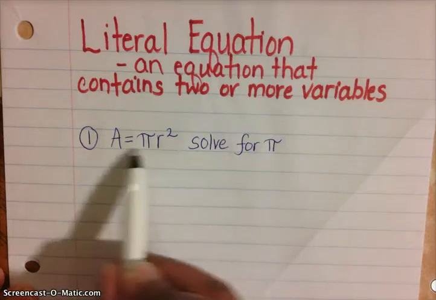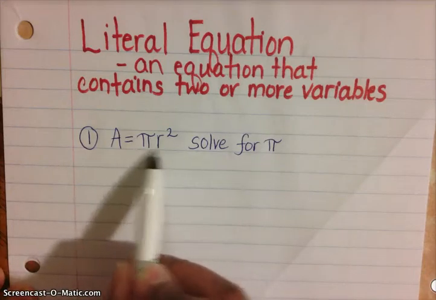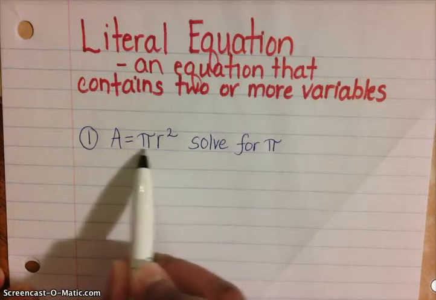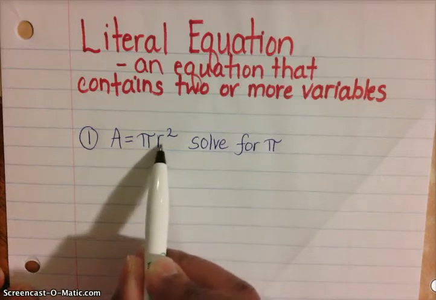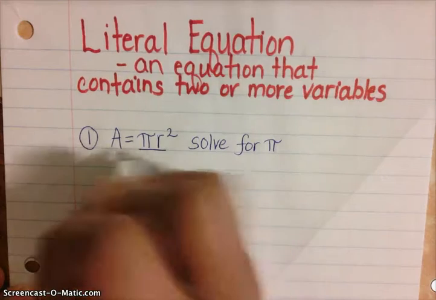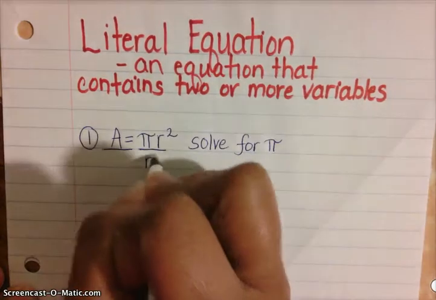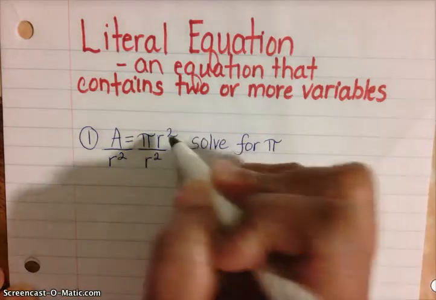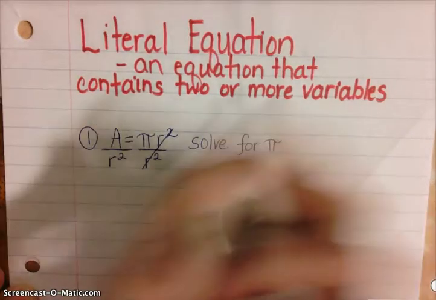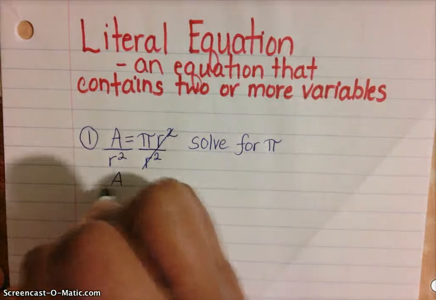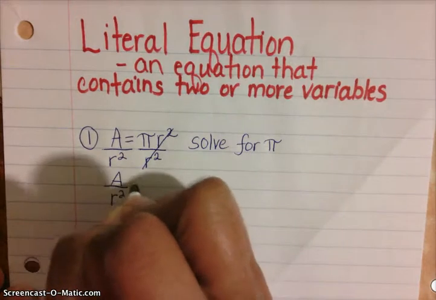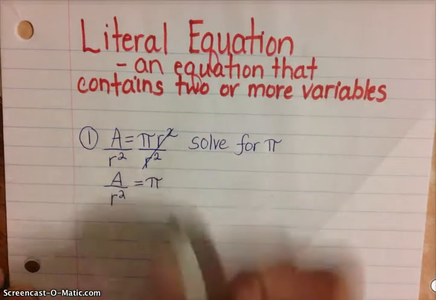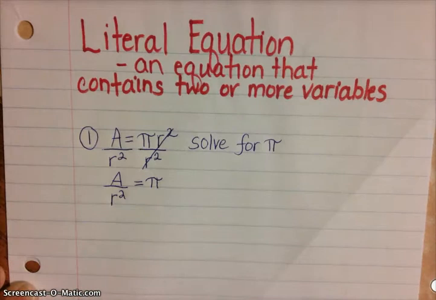So look at your equation. We're going to focus on the side of the equation that contains pi. Right now, pi is being multiplied by r squared. So if I'm going to isolate it, I have to undo that operation, and the inverse of multiplying is dividing. So I'm going to divide both sides by r squared. These cancel, and I have A divided by r squared is equal to pi. So your pi is isolated, and A divided by r squared will give you the value of pi.